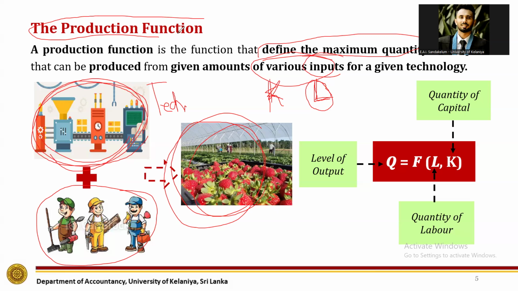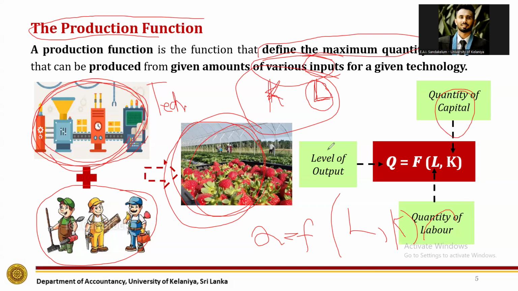So the entire production function depends on two inputs, simply two inputs, labor and capital. So you can write the function as Q equals a function of L and K. What does function of mean? It means Q is fully dependent on these two, L and K. L means the quantity of labor, K means the quantity of capital, and the output is Q. So your role is to determine Q with the available resources and the technology.